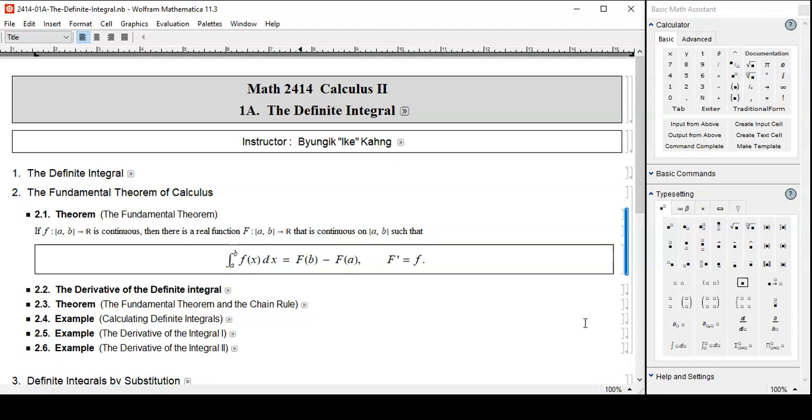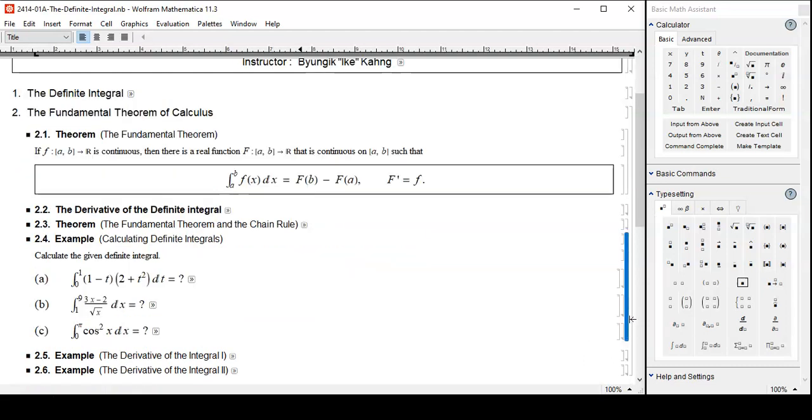Now, how do you use it? Well, here are some applications. Calculating definite integrals using the fundamental theorem of calculus. Find the antiderivative function, capital F, and then plug in the top, plug in the bottom, subtract one from the other. How about this example here?